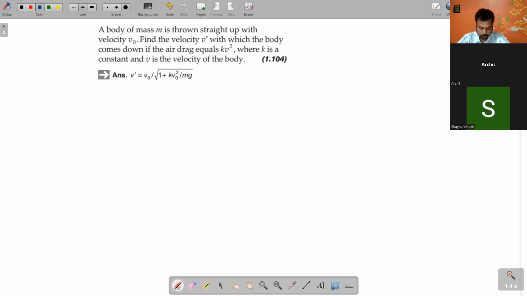So only in the downward direction, right? When the body is falling down. Mass m is thrown straight up with velocity v naught. The velocity v dash with which the body comes down, if the air drag equals kv square. Drag means, suppose if you're going up, air drag will act downward. If you are coming down, air drag will act up, like this.